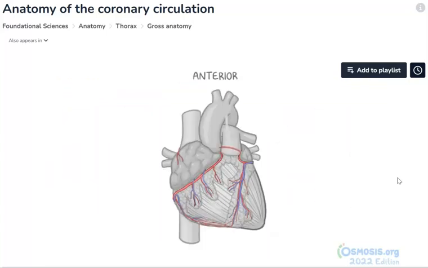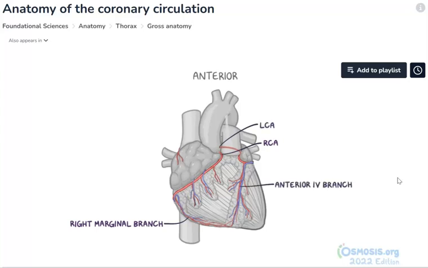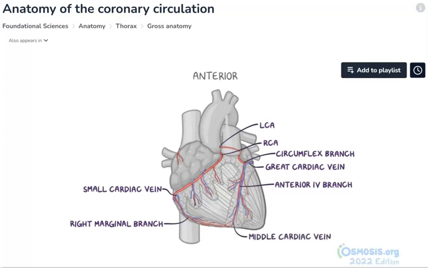On an anterior view, you can see some of the vessels that supply the heart, such as the RCA and its right marginal branch, a bit of the LCA and the whole anterior interventricular branch of LCA, as well as part of the circumflex artery. You can also see the small cardiac vein following the right marginal branch, the anterior part of the great cardiac vein following the anterior interventricular branch, and finally a small part of the middle cardiac vein.